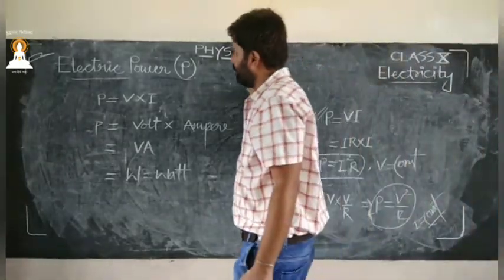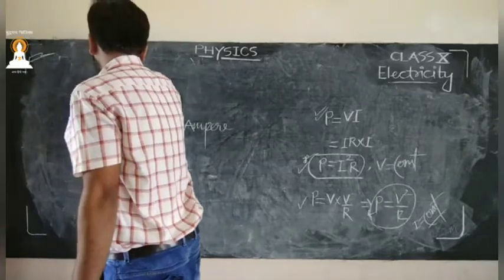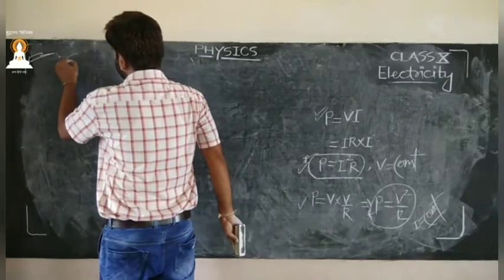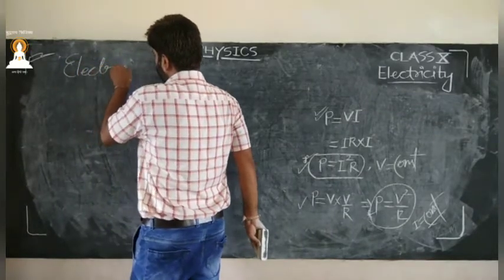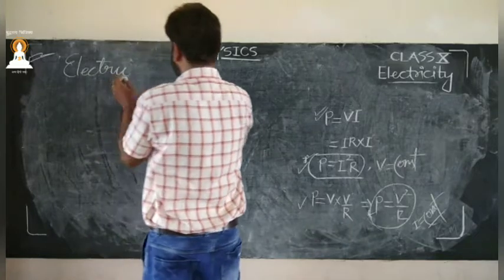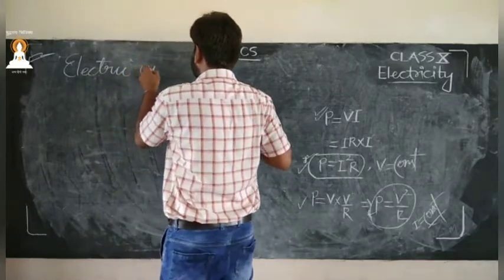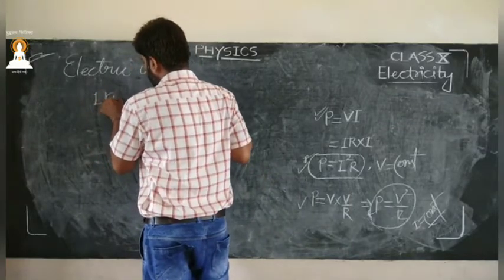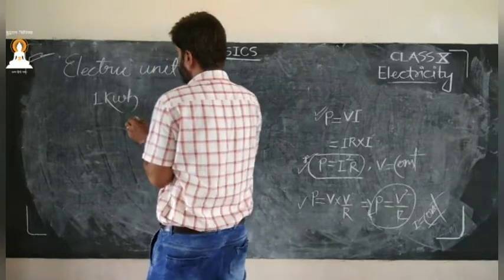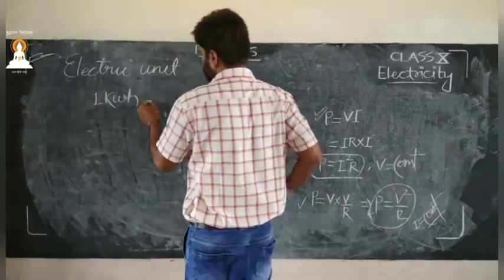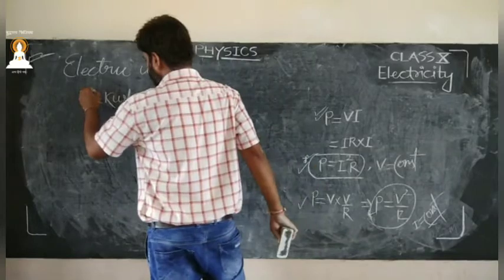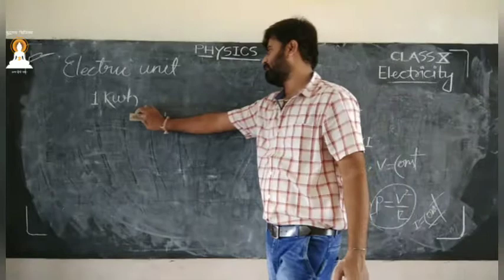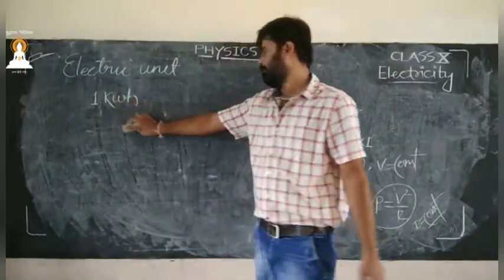Okay, so let us talk about the electric unit, the commercial unit. The unit is nothing but what? 1 kilowatt hour. 1 kilowatt hour is 1 unit. Now 1 kilowatt hour will be how much? This is nothing but the energy consumed, or power dissipated, in a particular hour.